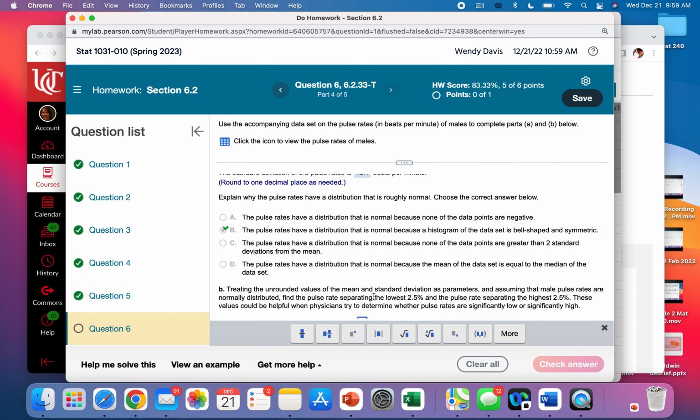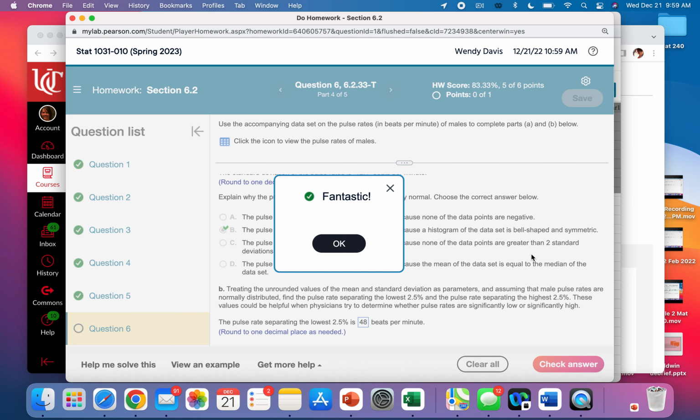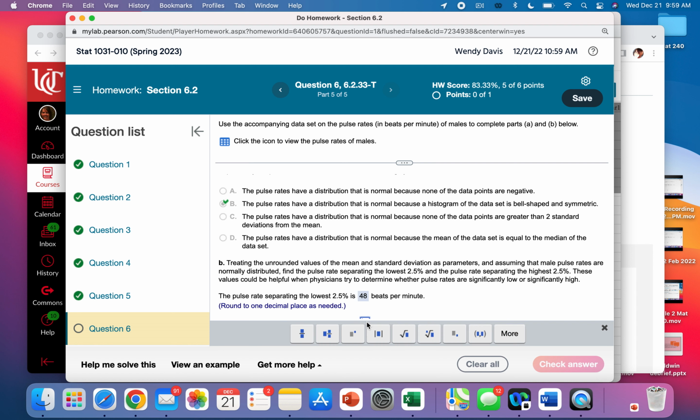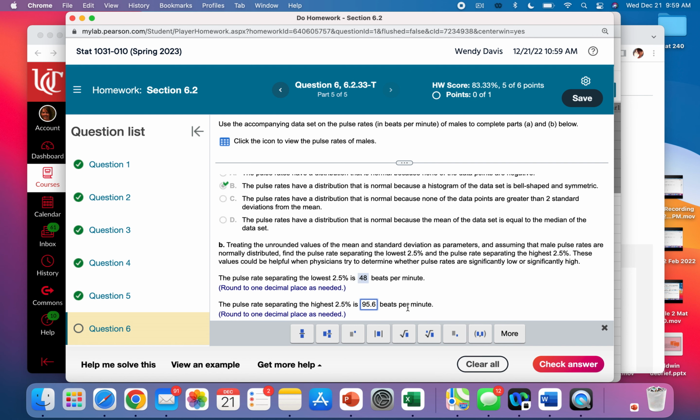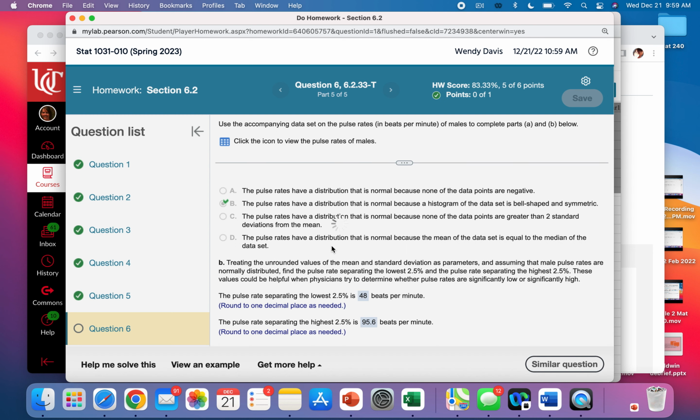So the lower value is 47 point, what are we rounding to? 1 place. So that 0.9 means that's going to go to 48. The upper value was 95.57, so that's going to go to 95.6. And that's the end of our homework.